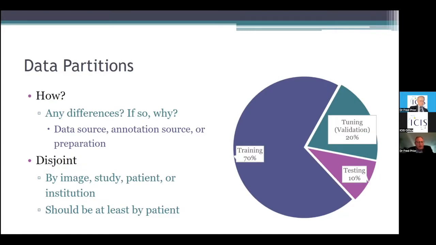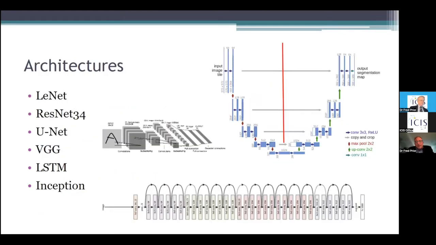It is a significant problem that we're beginning to see that there can be so-called leakage of data between the testing and the training set, which can render the reproducibility of these systems effectively meaningless. So it's really important that you understand, as you read these manuscripts that describe AI systems, how did the authors handle their data? I will say there are a wide variety of architectures.